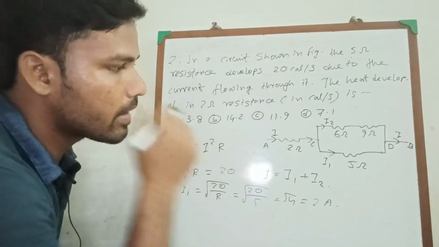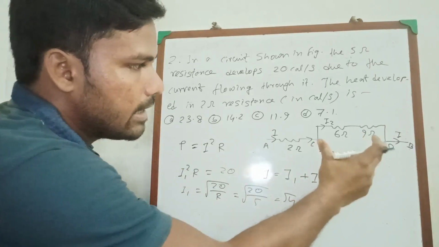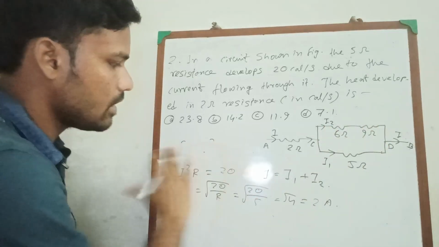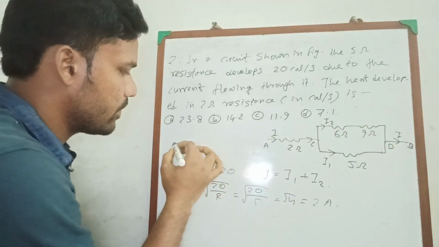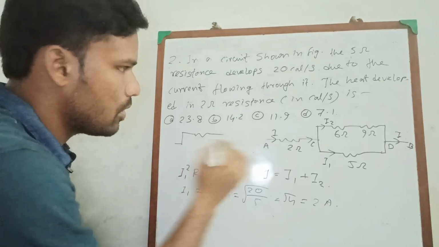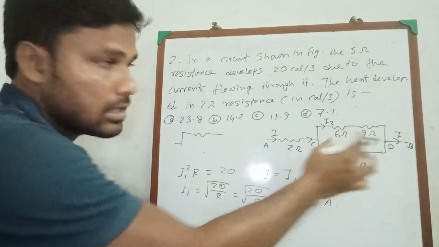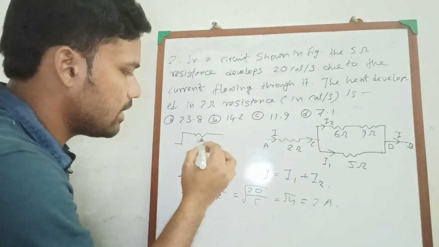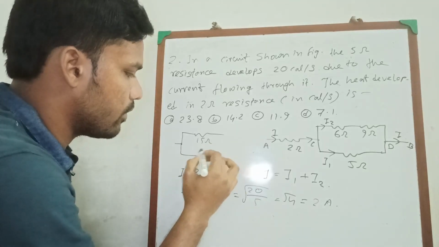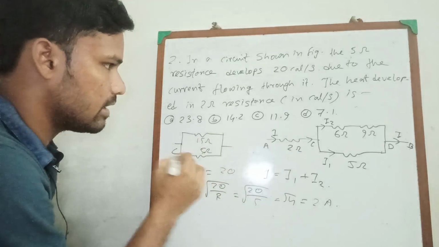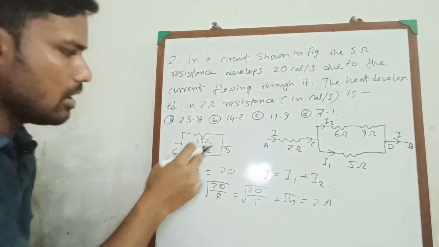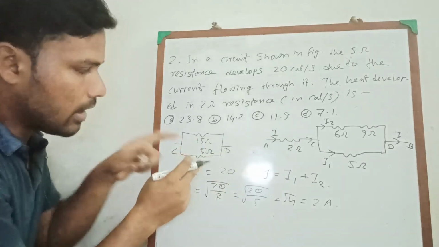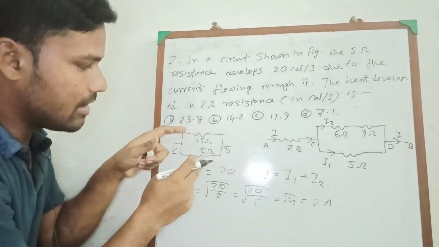Now you have to calculate I2. So how can you get it? See this resistance and this resistance, suppose these two are in series. That means in this figure, 9 and 6, because in series both resistances are added, so 9 and 6 is 15 ohm, and here 5 ohm. This is point C and this is point D here. So 15 and 5 are both in parallel.